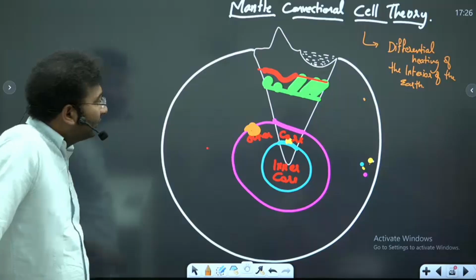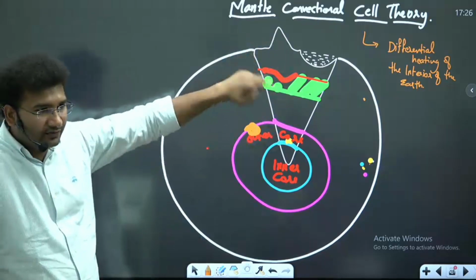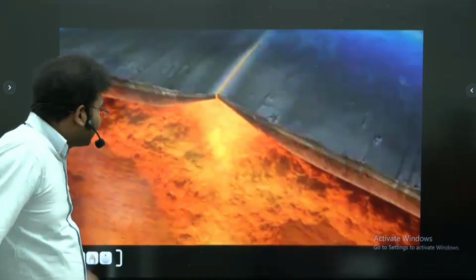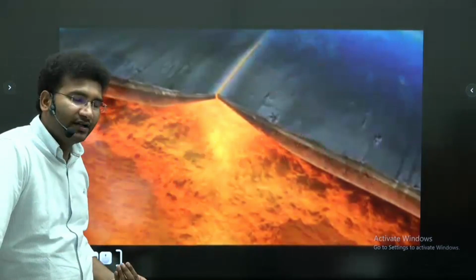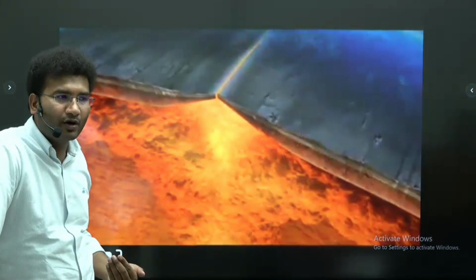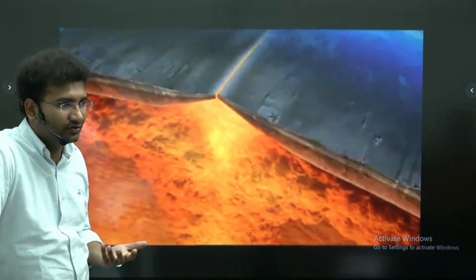Differential heating of the interior of the earth. Now what I have written? Differential heating of the interior of the earth. That means the layers near the surface are comparatively cooler, and the layers near the interior, that is the outer core, are warmer. That's the reason why the mantle convectional cells start to form.